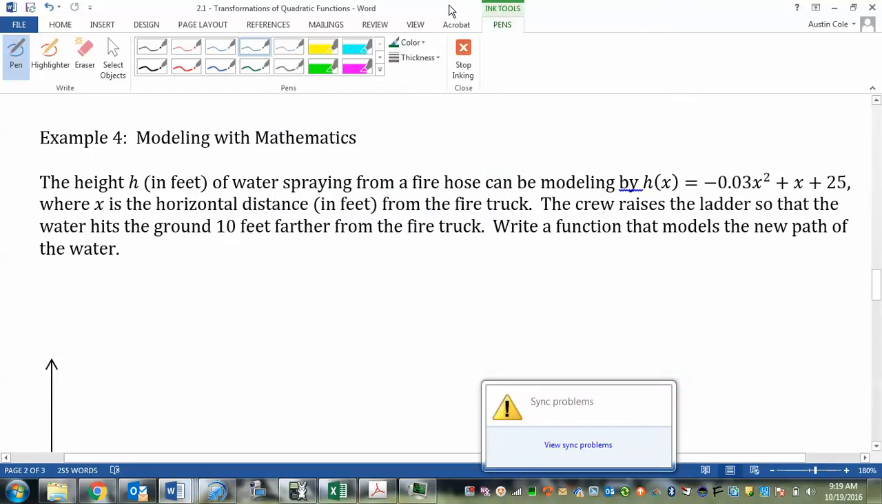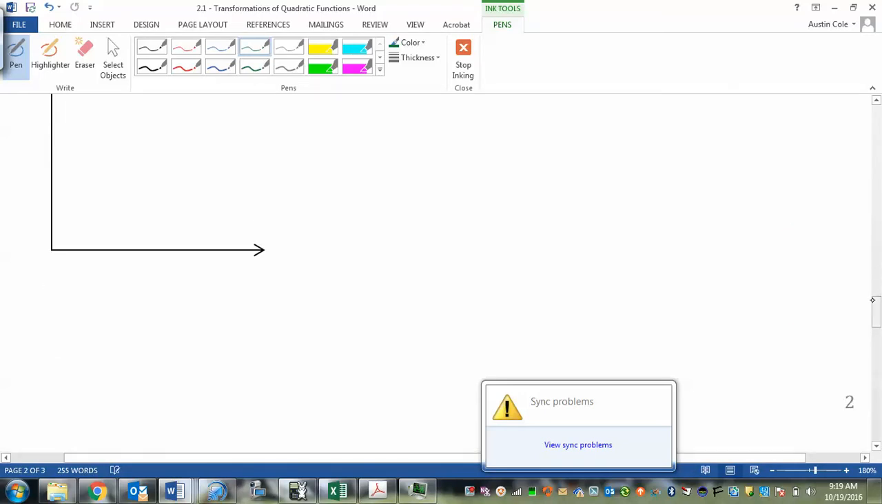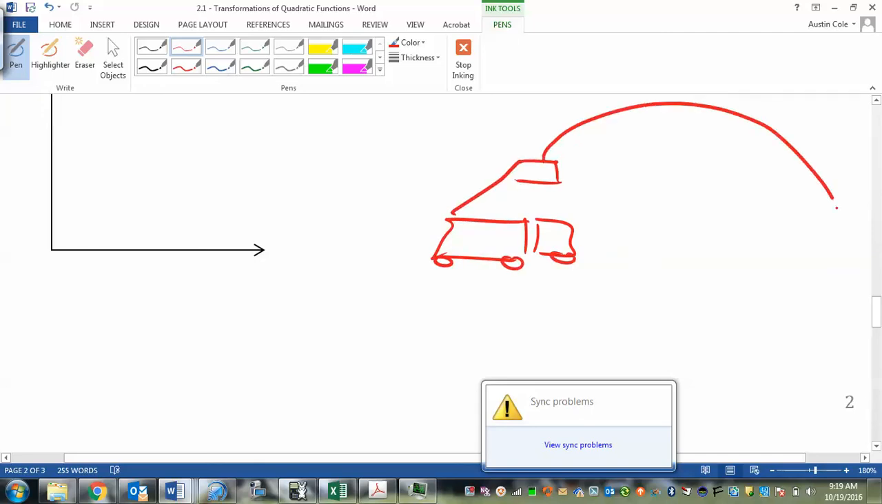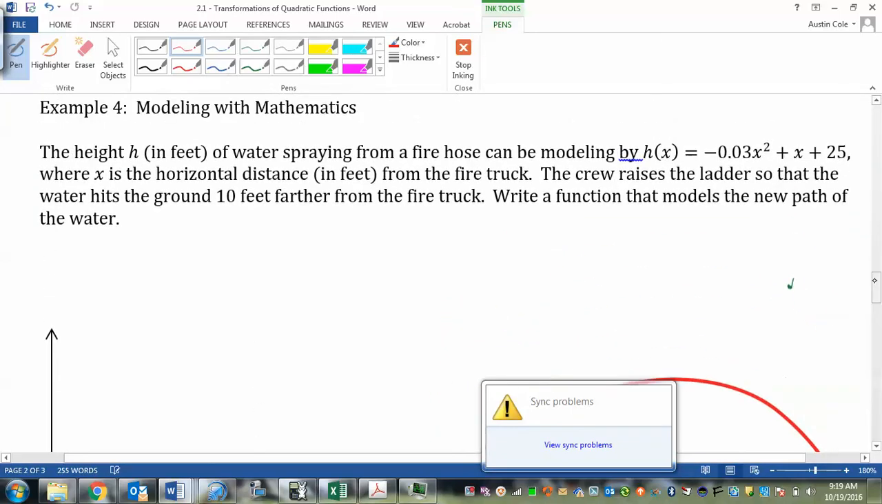Okay, let's understand the problem. If I draw a quick picture, I like pictures. Here's my fire truck. And they've got this thing up here where they're going to shoot a fire hose. Not bad, huh? Now, what's the problem? Ask us. Try to write a function that models the path of the water.